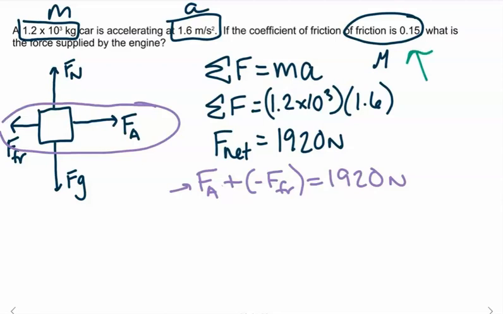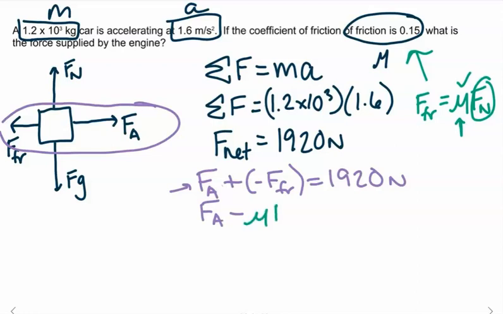That's where the coefficient of friction comes in. We know that with kinetic friction, the force of friction is equal to mu times our normal force. So we have mu, so that's a check. We need our normal force. So let's go ahead and rewrite this anyway. We have force applied, minus mu times normal force, and that's going to equal 1,920 newtons. So we need to find our normal force.